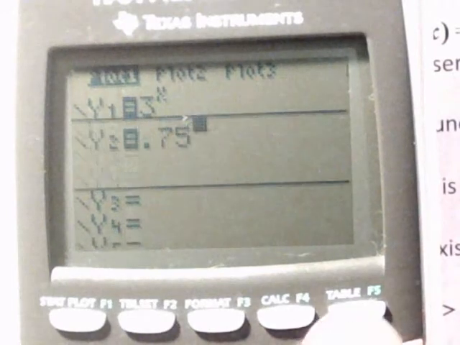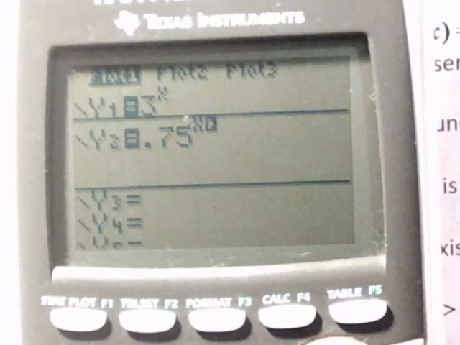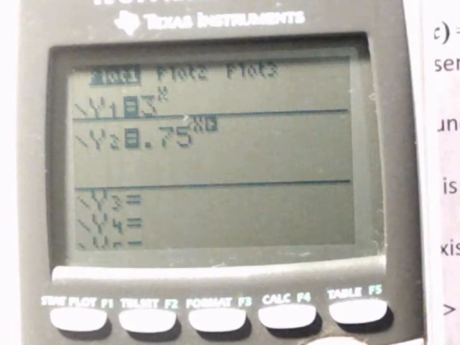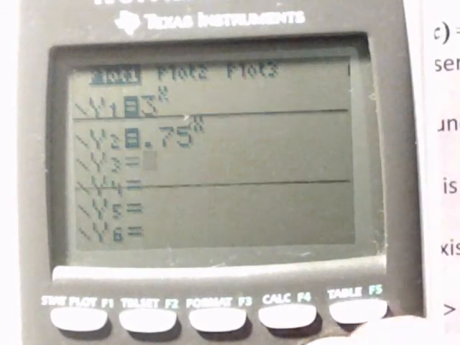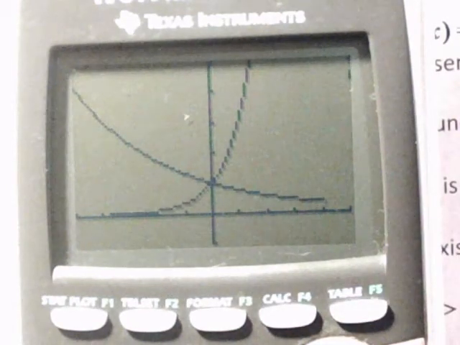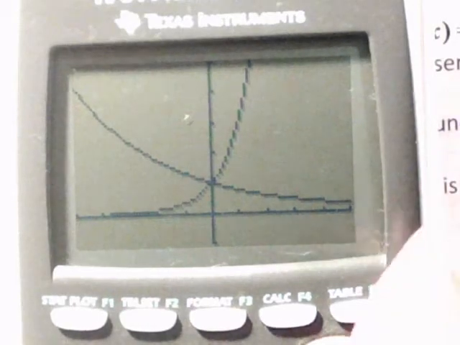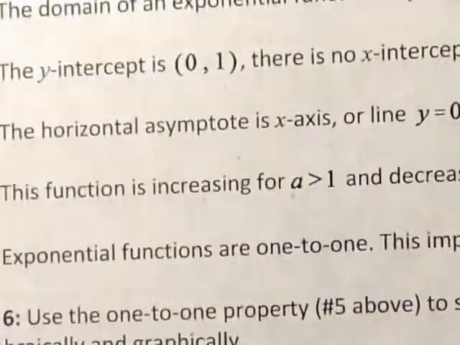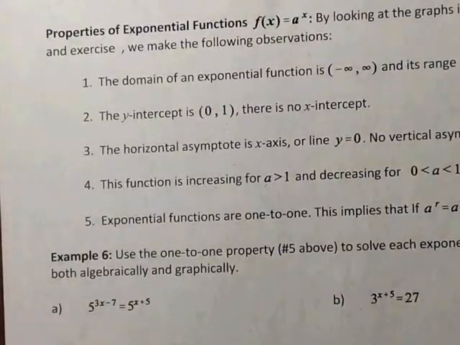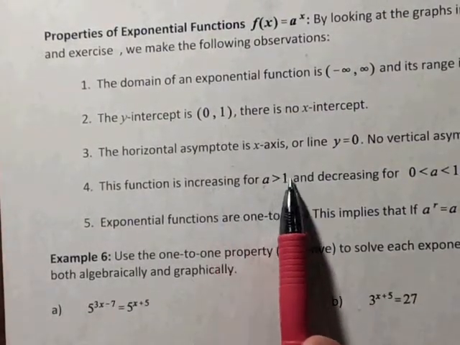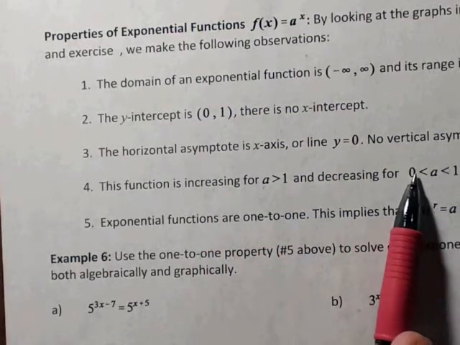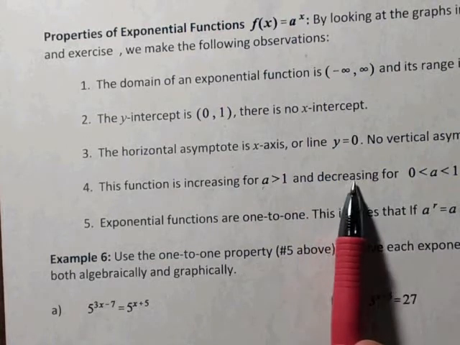Now if I go back here and do another one, let's say 0.75 to power x. 0.75 is less than 1, actually 3/4. Then if I say graph, you see, it's decreasing. So for a bigger than 1, it is increasing. For a less than 1, of course bigger than 0, it is decreasing.